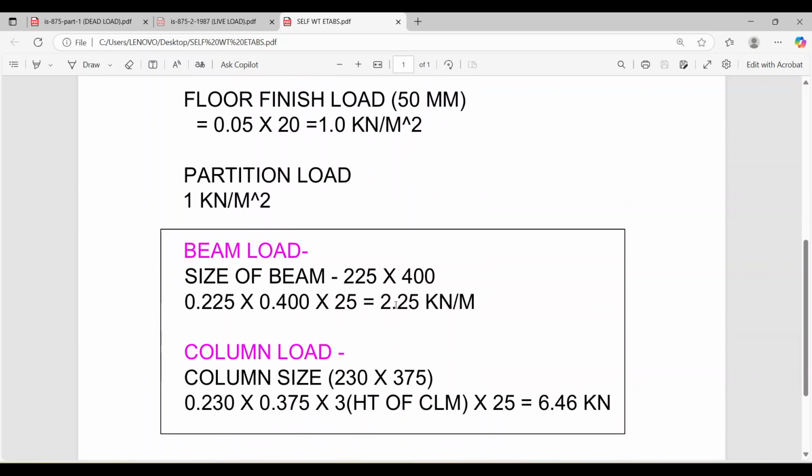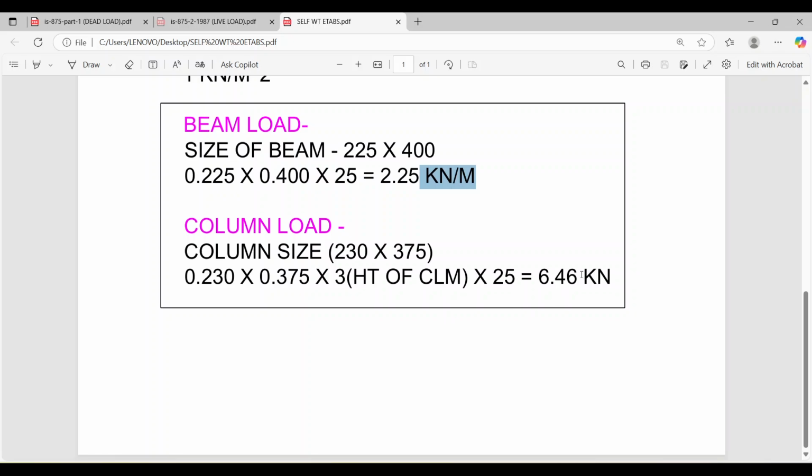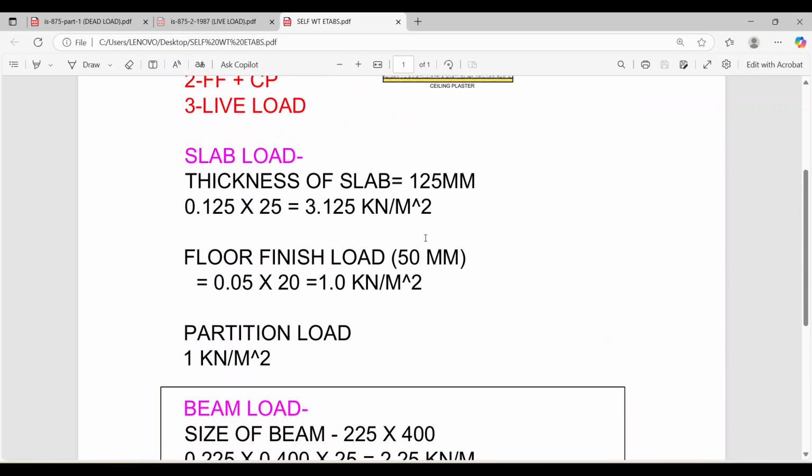And here you see the beam load is in kilonewton per meter. Slab load comes under kilonewton per meter square, and beam loads are in kilonewton per meter. And here you see the column load is in kilonewton. So remember these three things.